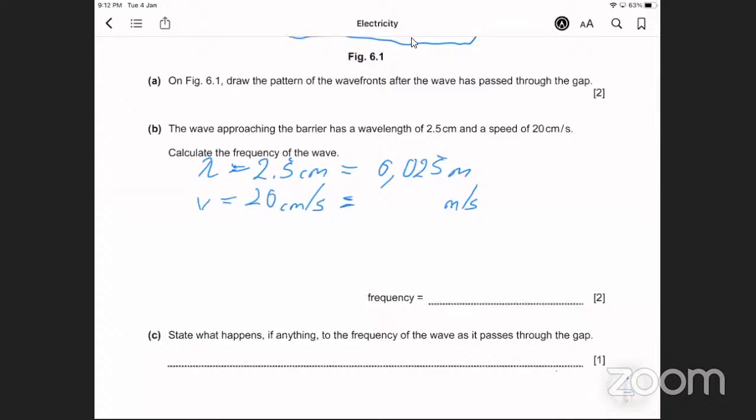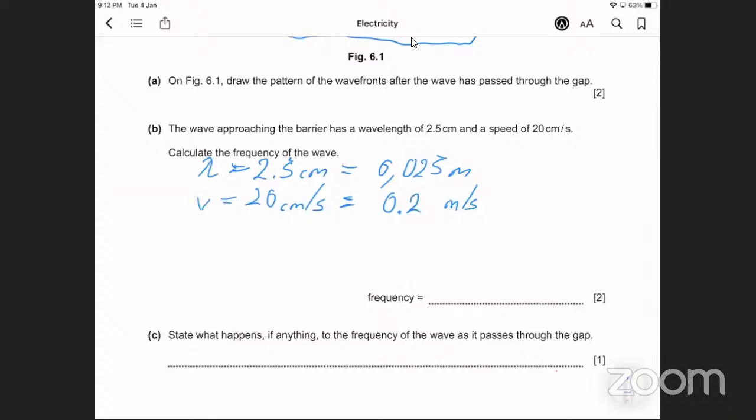How do I convert my 20 centimeters per second into meters per second? 0.2. So you just divide it by 100 again, guys. Since it's centimeters per second, we just need to convert the centimeters into meters part. So you get your 0.2 meters per second.